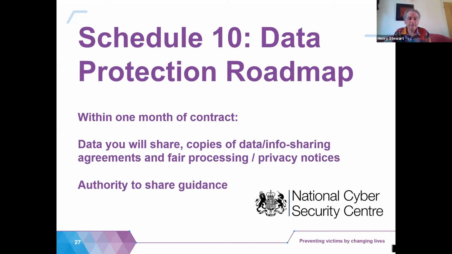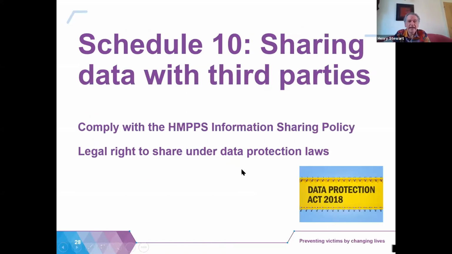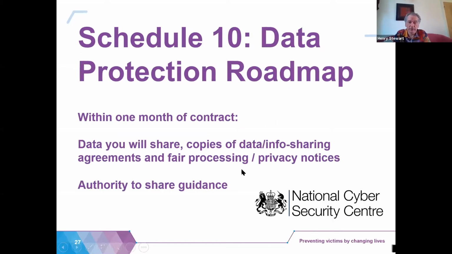So you'll also need in place a data protection roadmap within a month of the contract. You need to be explaining how you will share data and who with. There'll be people you need to share it with: education authorities, housing, possibly other places. So who will you be sharing the data of your service users with? The authority can provide guidance on that. That's within 1 month of the contract. You'll need that.